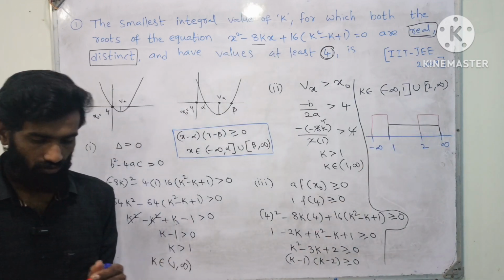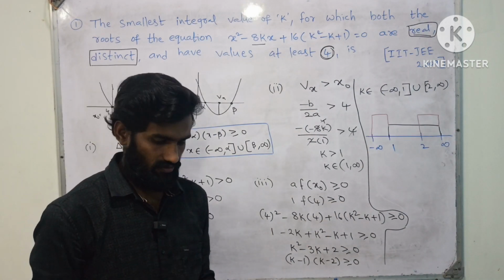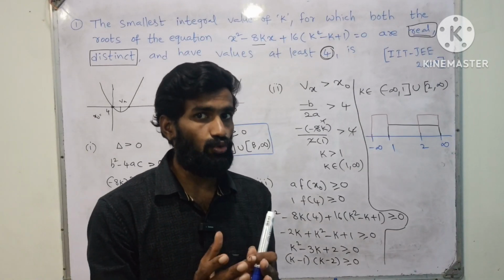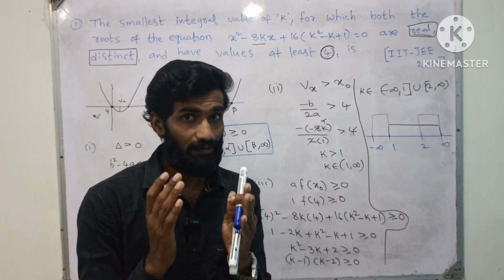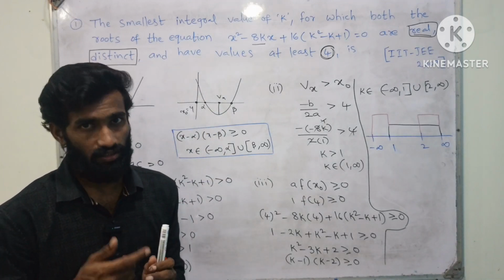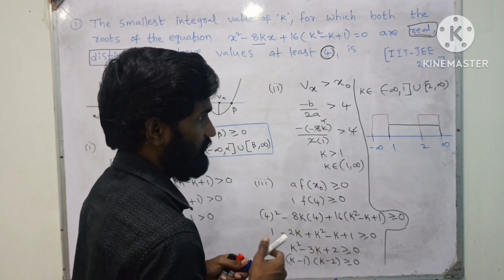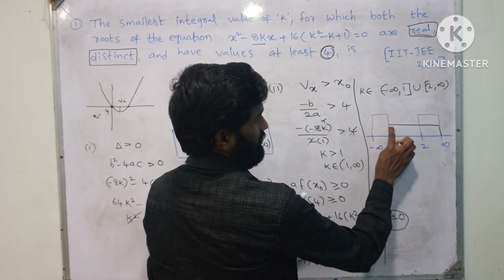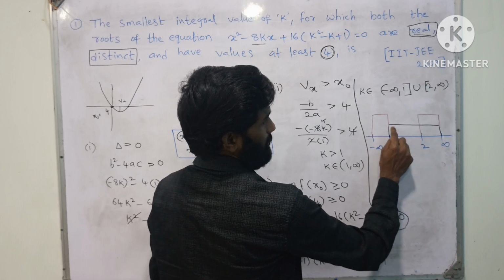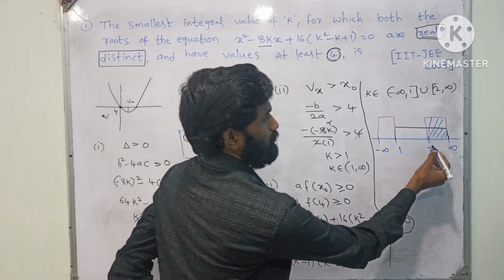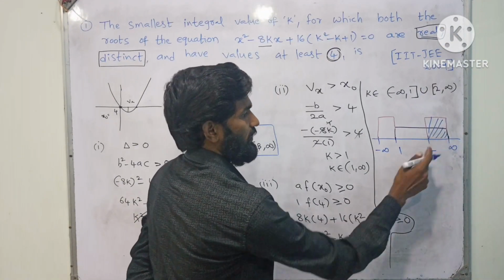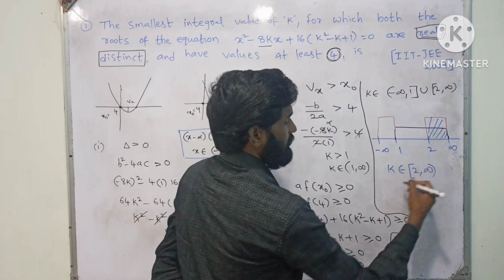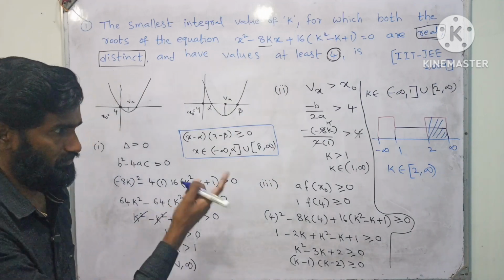Okay, now how to write the final answer? Very important here. To write the final answer, the portion where the 2 lines exist is our final answer. Here only one line is there, only the black line, from here to here. From 2 to infinite, you are observing two lines. Therefore 2 is included and infinite is not included.